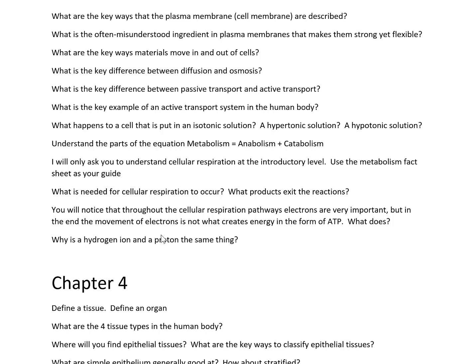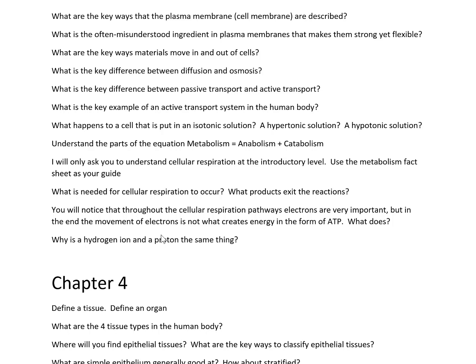Next, you will notice that throughout the cellular respiration pathways, electrons are very important, but in the end, the movement of electrons is not what creates energy in the form of ATP. What does? It's actually the movement of protons. So if you watch those videos and you go through your metabolism stuff, we take electrons, we carry them, and we release them. The pumping or movement of electrons causes protons to be pumped outside of the mitochondria. And as they come back in, that's actually what creates ATP. So I won't go into more detail there because you don't really have to.